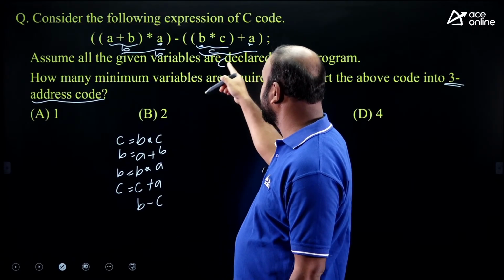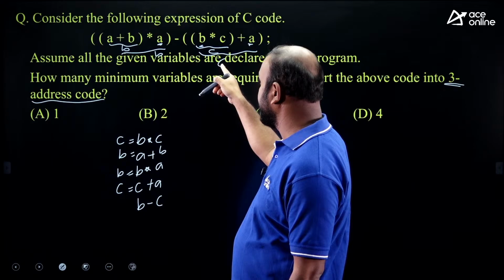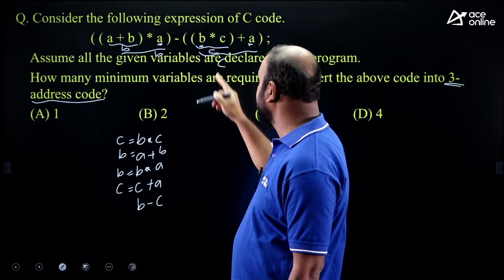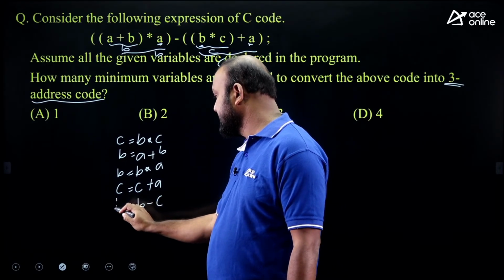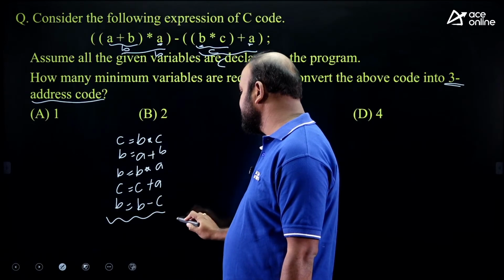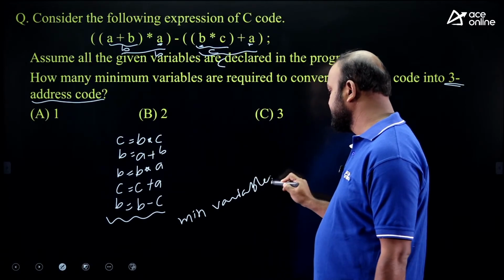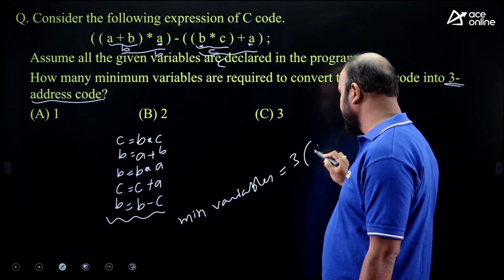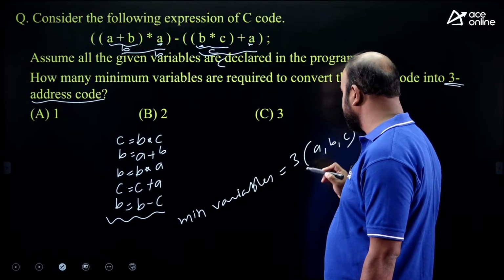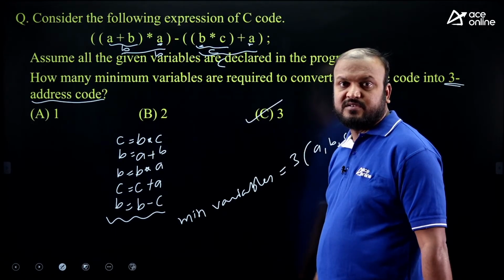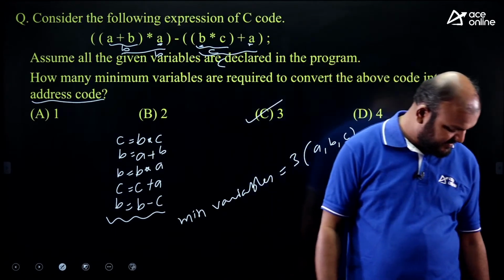C plus A, if you store into C, no issue. Then B minus C, you can make it into B. So how many minimum variables are required? 3. What are the 3? A, B and C. Any other variable needed? No. So the minimum number of variables needed is 3.